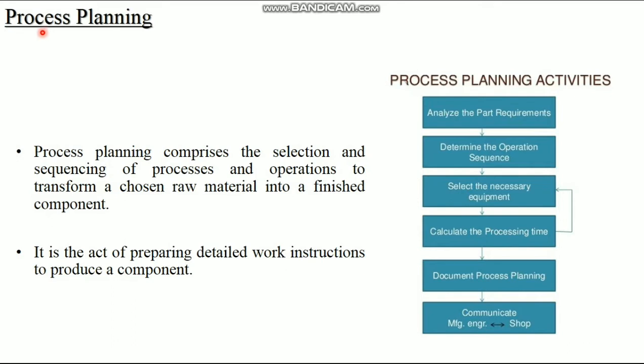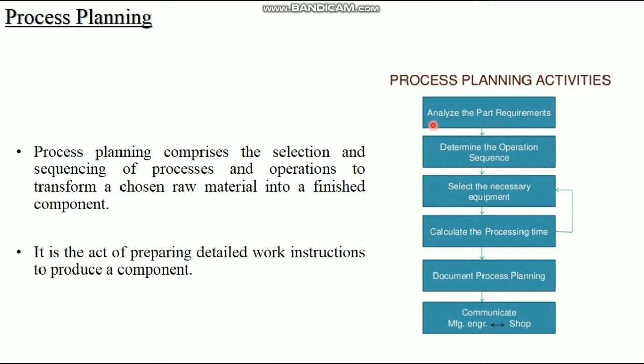We can see the process planning activities. First, what is process planning? Process planning comprises the selection and sequencing of operations to transform a chosen raw material into a finished component. It is the act of preparing detailed work instructions to produce a component. Simply, it is a step-by-step procedure of how the material is converted into a required part or product.